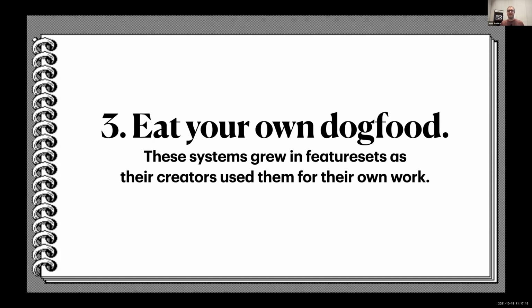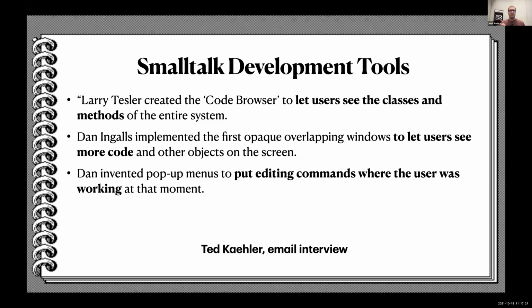Number 3, eat your own dog food. These systems grew in feature sets as their creators used them for their own work. One of the biggest innovations of Smalltalk was in the area of development tooling. And so the developers of Smalltalk were building tooling to help them to continue to build Smalltalk. Ted gives examples here of the code browser to let users see the classes and methods, overlapping windows to let users see more code, putting editing commands where the user was working via pop-up menus. So they were aiding their own development work.